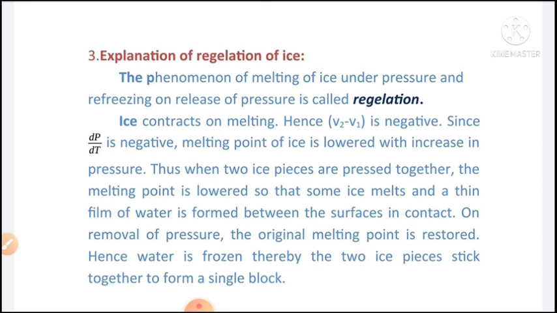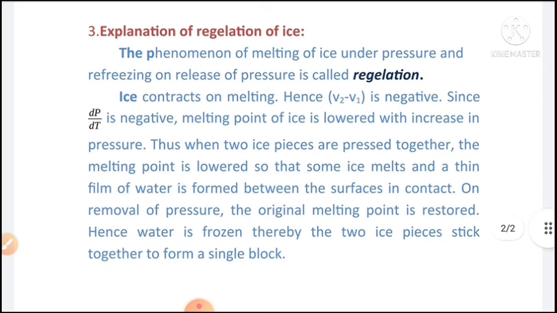Thus, when two ice pieces are pressed together, the melting point is lowered so that some ice melts and a thin film of water is formed between the surfaces in contact. On the removal of pressure, the original melting point is restored, hence the water is frozen, thereby the two ice pieces stick together to form a single block. So it is a wonderful example.